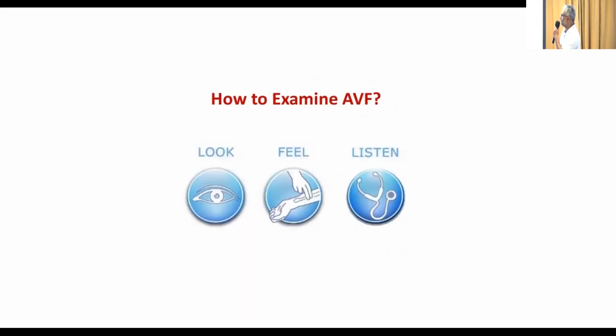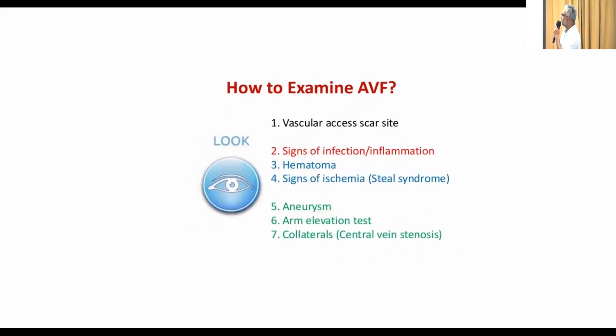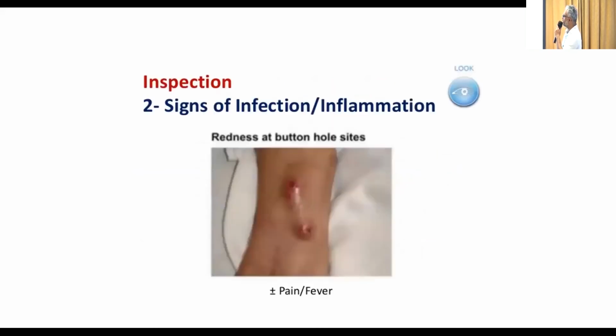So how do you examine the AV fistula? You look, you feel, and you listen. Okay, what do you look for? Vascular access scar site, any signs of infection, any hematoma, any signs of ischemia, aneurysm, and then we can do an arm elevation test. Then look at collaterals that show your central venous stenosis.